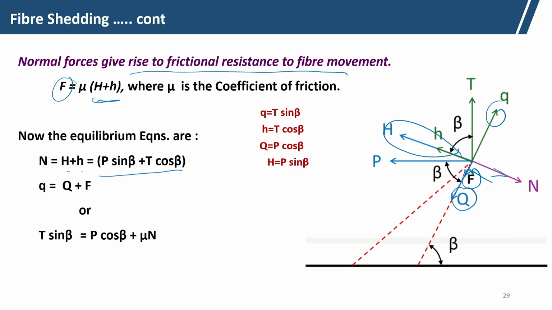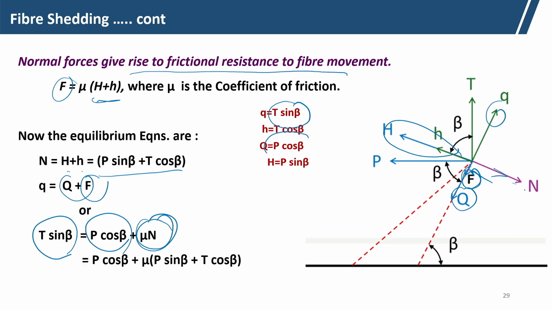Now, we know that F is nothing but mu N, where N is the normal force and mu is the coefficient of friction. Small q is T sin beta, capital Q is P cos beta, and F is nothing but mu multiplied by N, that is the frictional force.